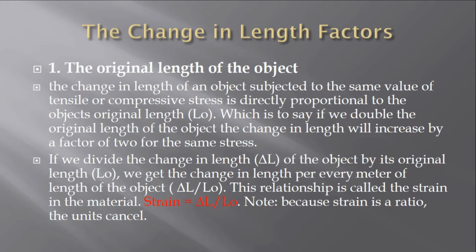If we divide the change in length of the object by its original length, we get the change in length per every meter length of the object. This relationship is called the strain in the material. So the formula for strain equals the change in length divided by the original length. And because strain is a ratio, the units cancel.